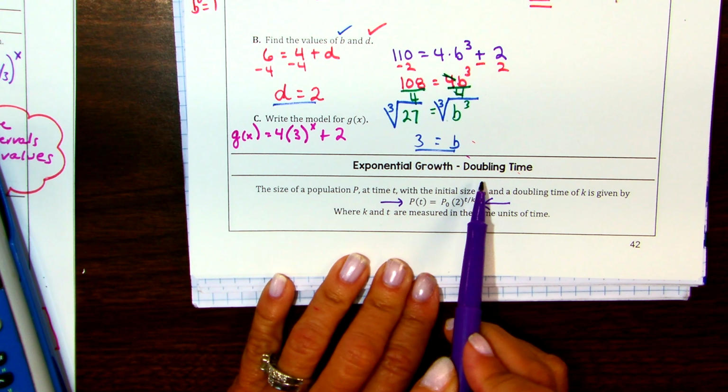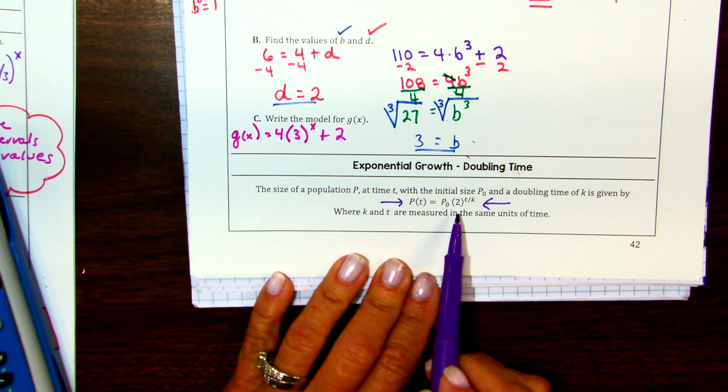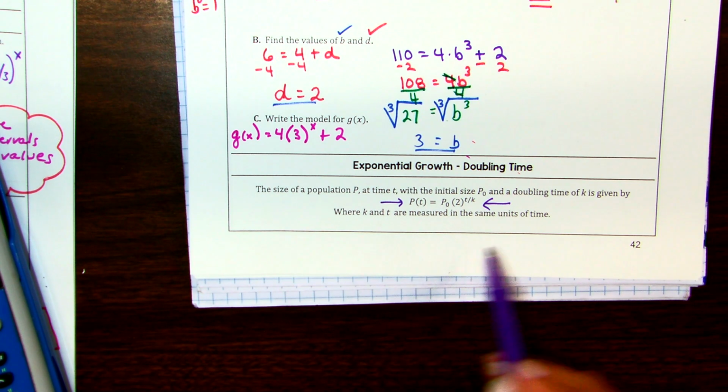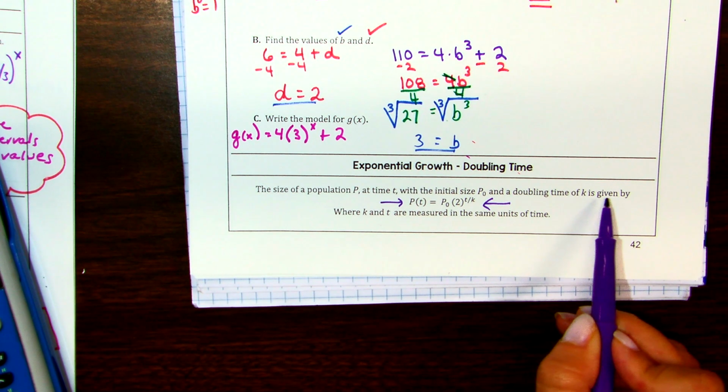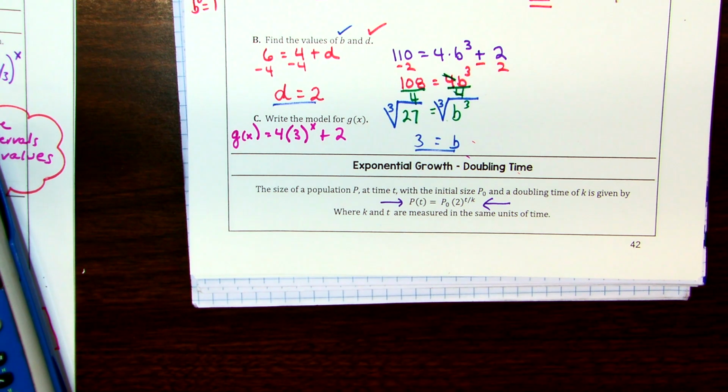If you're doubling something, you're multiplying it by 2, right? So that's why my B value is 2. Double is multiplied by 2. And then it says the doubling time of K is given. So T is time, and K is how often it doubles. If something doubles every 5 months, K would be 5.